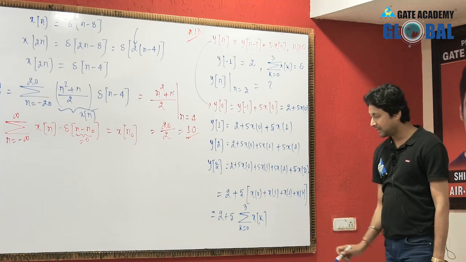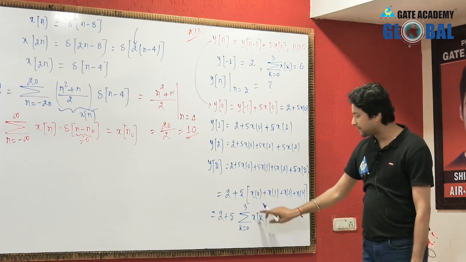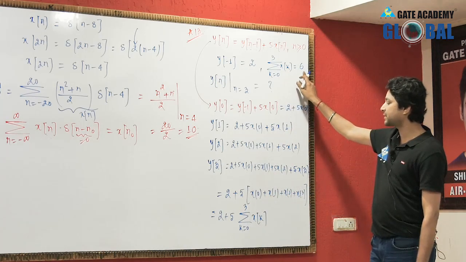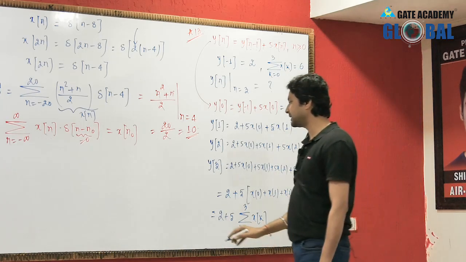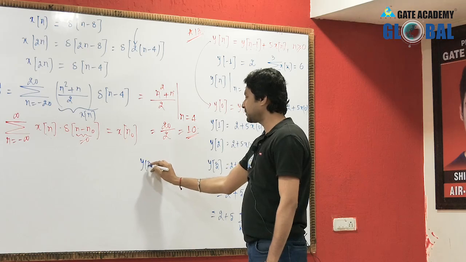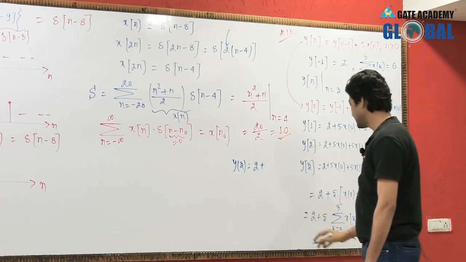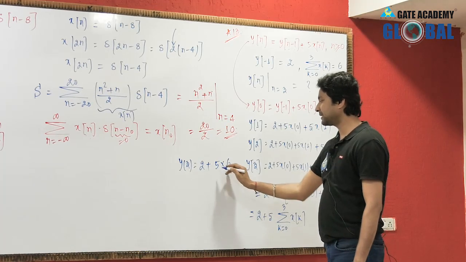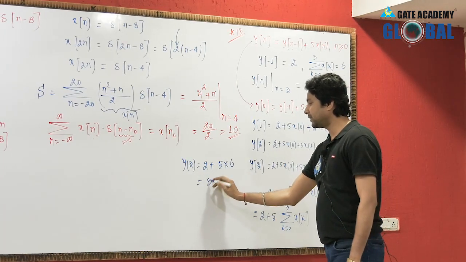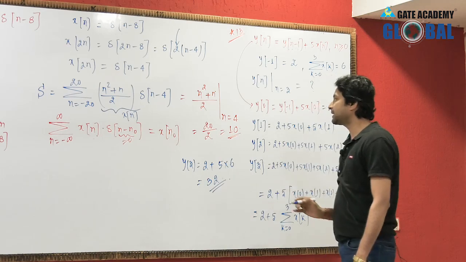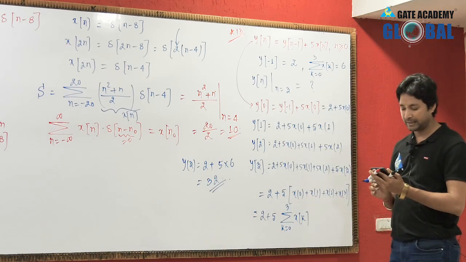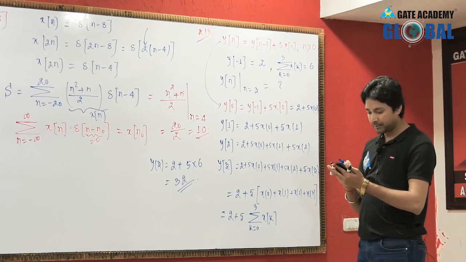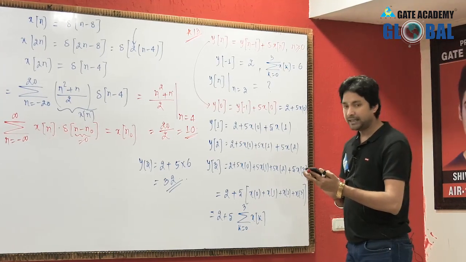And in the question, we have been given that the value of this summation from 0 to 3 of x of k is equal to 6. Therefore, finally you have got the result y of 3 is equal to 2 plus 5 into the value of this summation, which is 6. Therefore, 30 plus 2, the value of y of 3 is 32. And it is the correct option for question number 13. So, the correct option for question number 13 is 32.